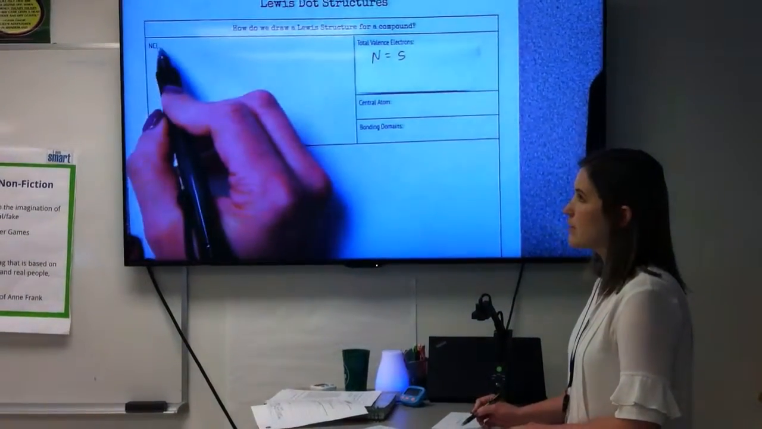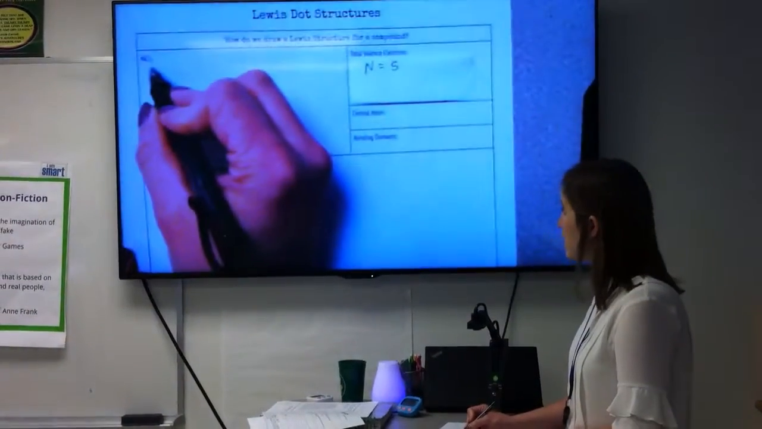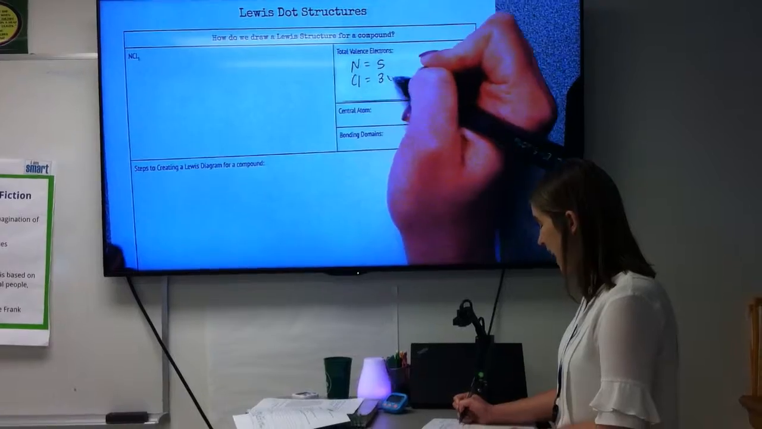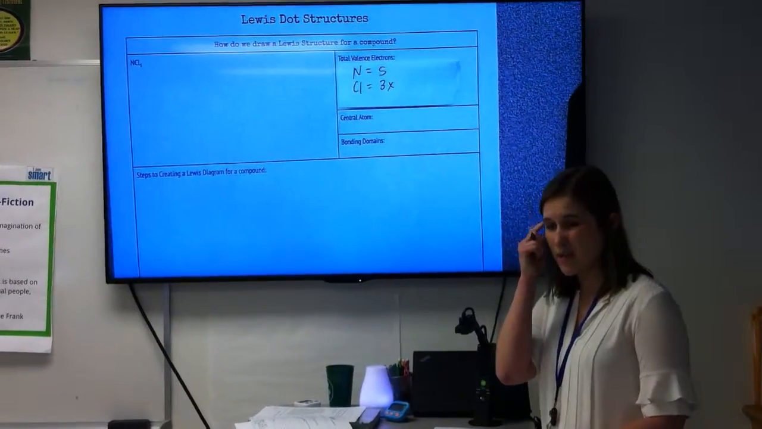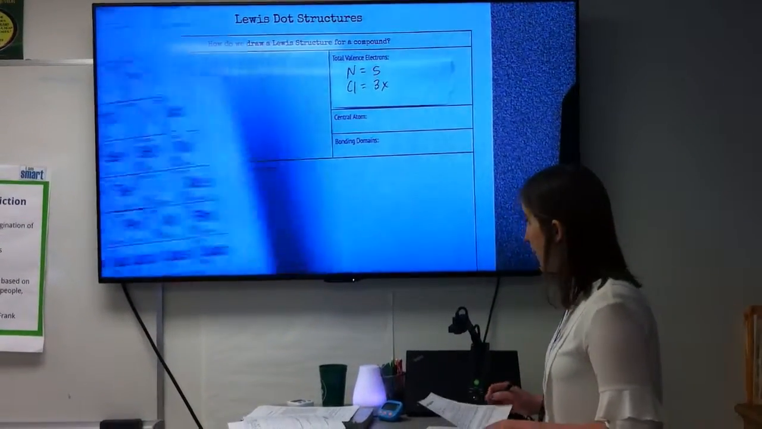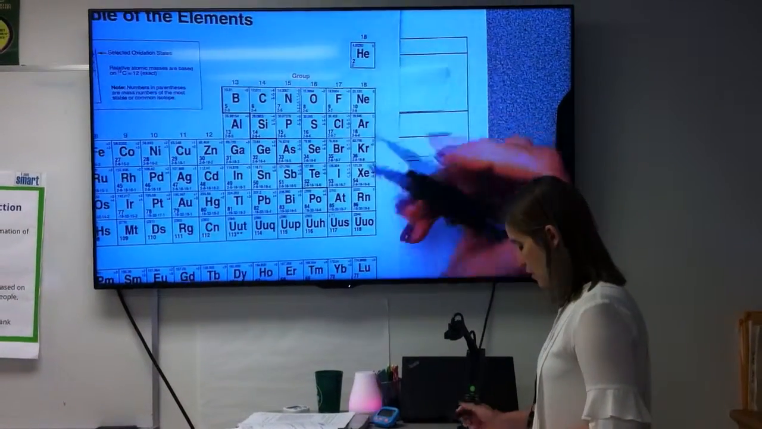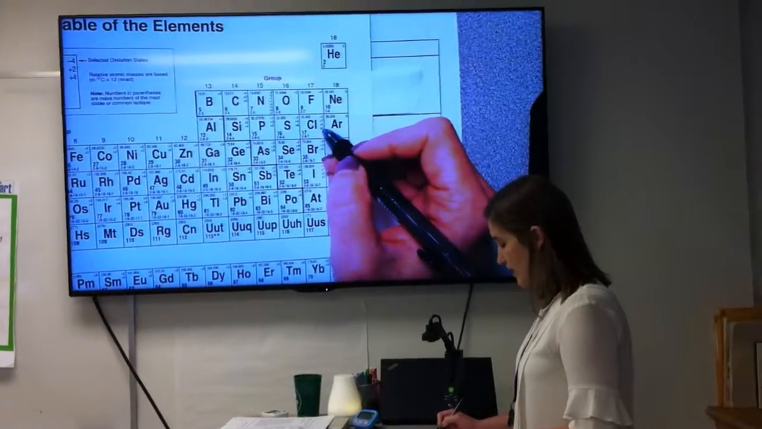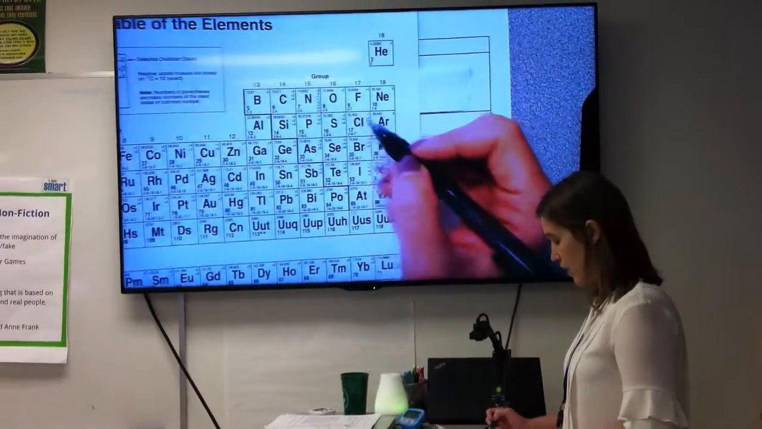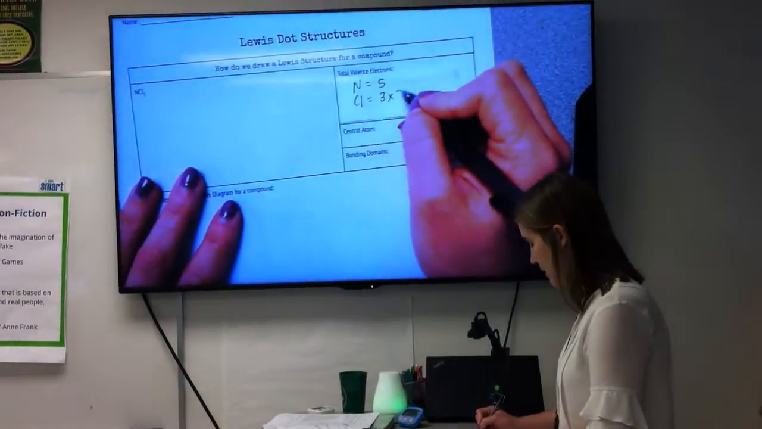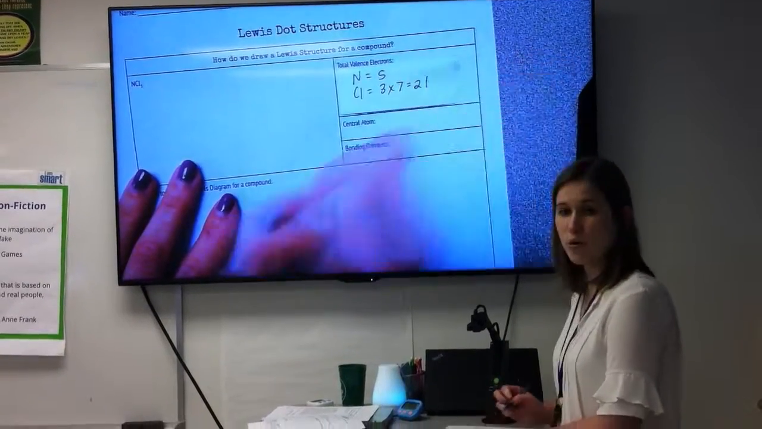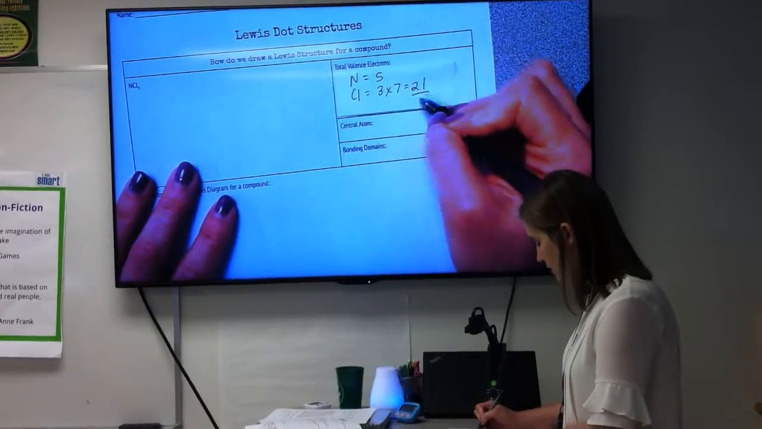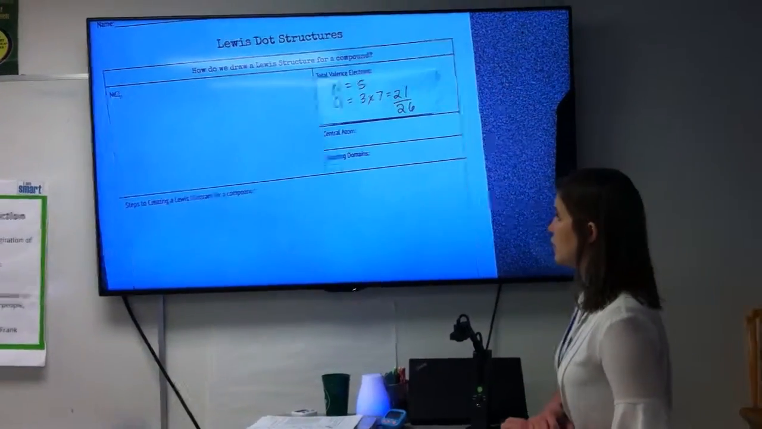Next we have chlorine, but we have 3 of them. So I'm going to make a note to myself that says chlorine and then 3 times, just so I remember that there's 3 of them. Back to the periodic table. Chlorine is in group 7, and so that tells me that there are 7 valence electrons. So 3 times 7, 21 total valence electrons. Now I'm going to add these two together. That gives us 26 total valence electrons.